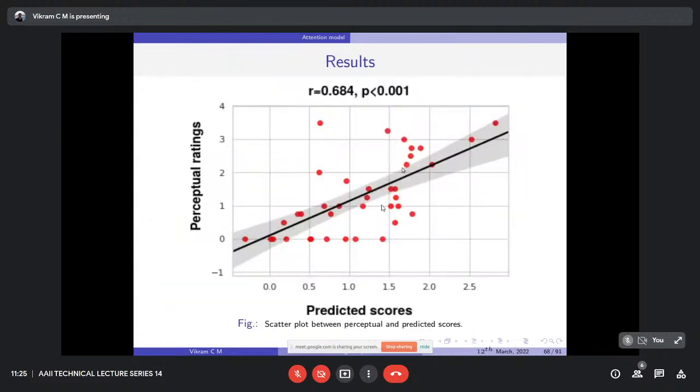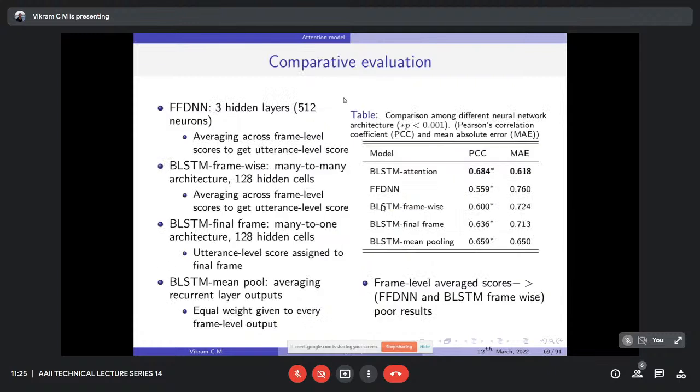So these are the final scores we got. As I told you, since we averaged across the 5 different raters, the perceptual ratings are in a continuous range, and the predicted scores we also plotted along the x-axis. The highest correlation we got is 0.684. As a comparison we did BLSTM attention, then feed forward DNN. Here it is the conventional approach, frame level assignment to each MFCC feature vector, and finally we averaged for each utterance level.